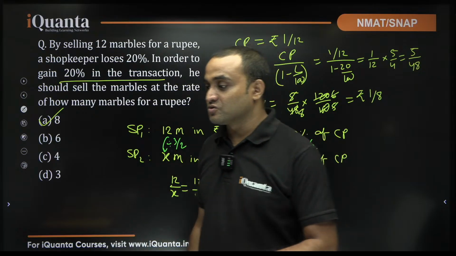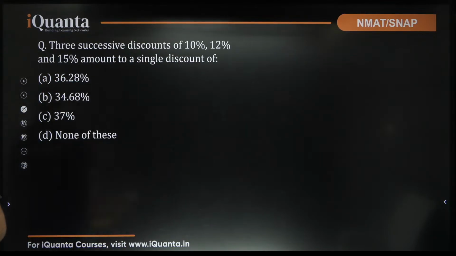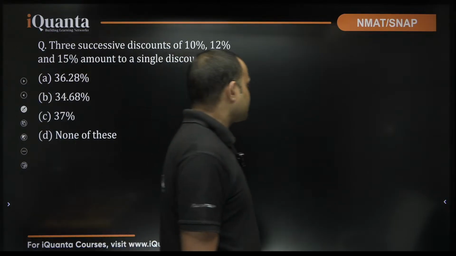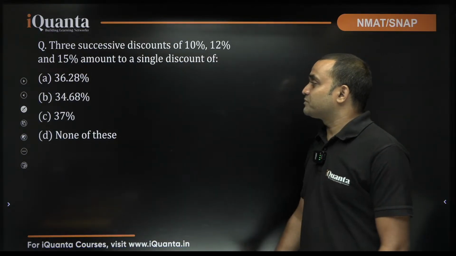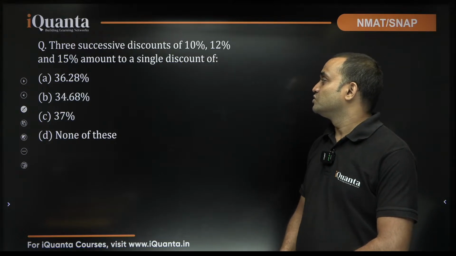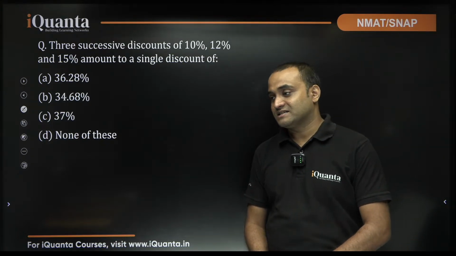Okay, chalo, let's go to the next question, which is this one. Three successive discounts of 10%, 12% and 15% amounts to a single discount of, what's that single discount?